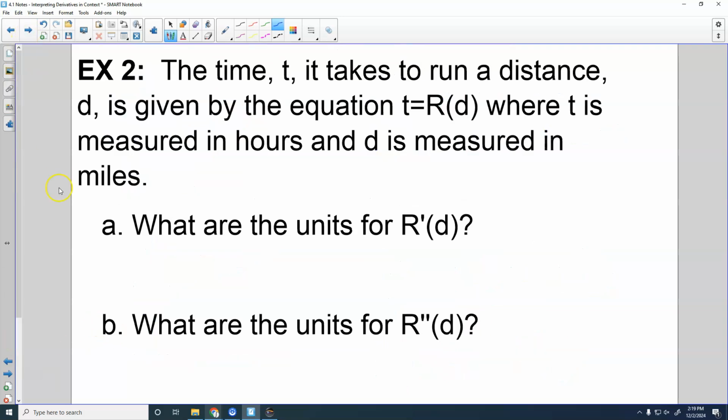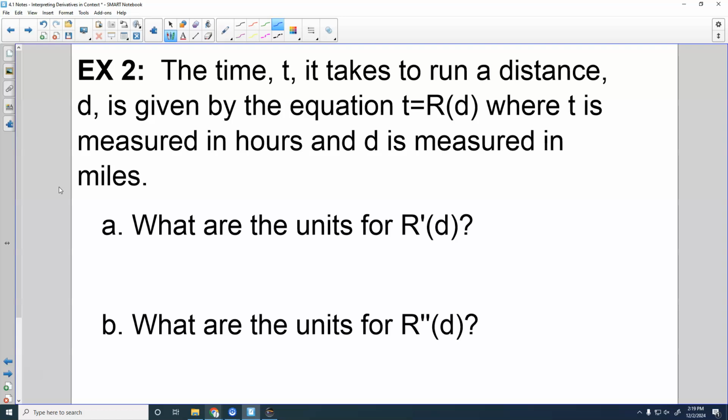For that. So, here's another one. The time it takes to run a distance, d, is given by the equation t equals r of d, where t is measured in hours and d is measured in miles.